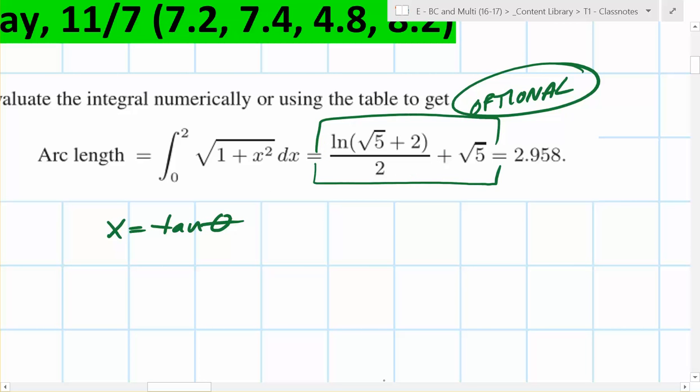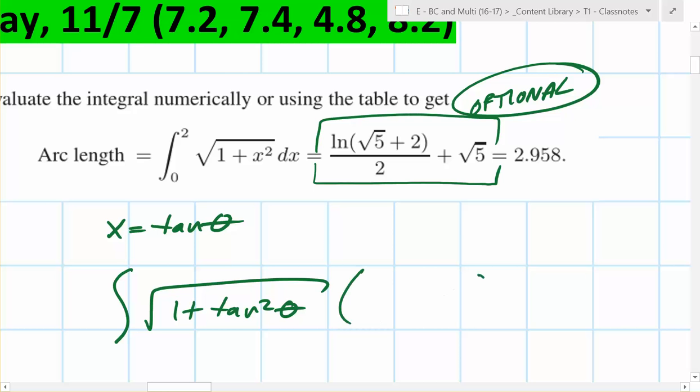Let me do this. If we let x equal tangent theta, what do you end up with? The square root of 1 plus tangent squared theta, but what is on the outside here? dx is what? What's the derivative of tangent? Secant squared theta d theta, correct? Everybody with me on that so far?